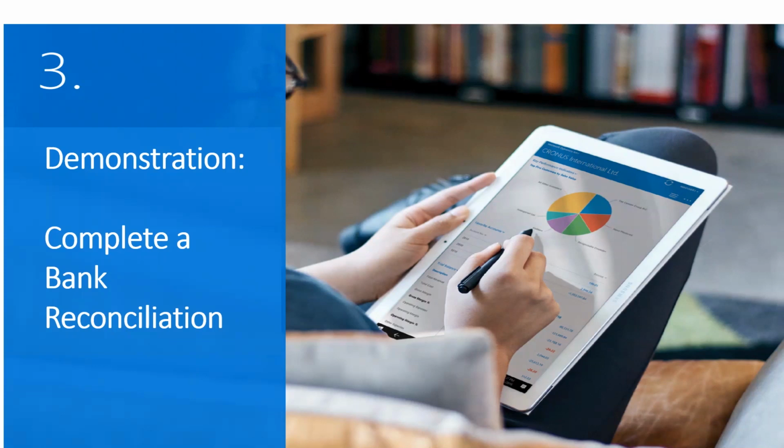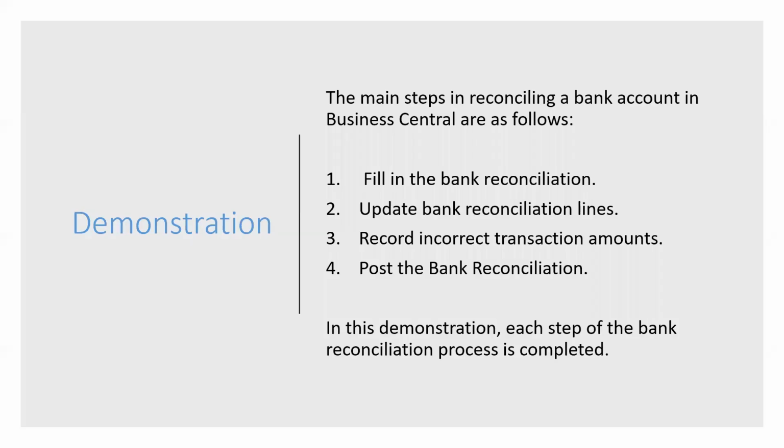All right, so let's go directly into the demonstration after the basic explanation of the features of the bank recon, and then let's try to understand the overall process. The main steps in reconciling a bank account in Business Central are as follows. First, we need to fill in the bank reconciliation, because whenever we start, it's going to be blank. So that's the first step.